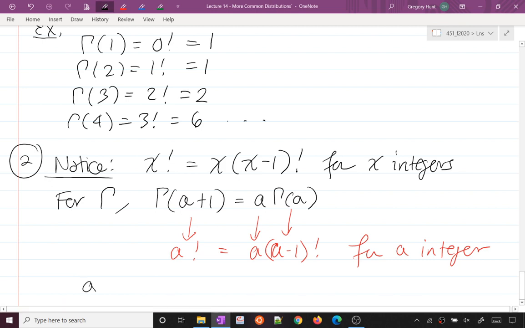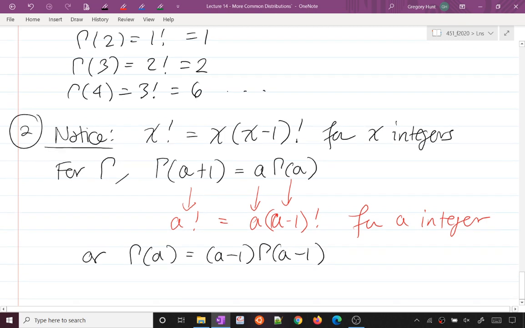I guess the other way you could write this is gamma of a is a minus 1 times gamma of a minus 1. Either way is fine to think about this. But it's a similar property where I can recursively write my gamma function the same way I can recursively define factorial. A factorial is a times a minus 1 factorial, or gamma of a is a minus 1 times gamma of a minus 1, right? You have to remember it's going to offset by 1.